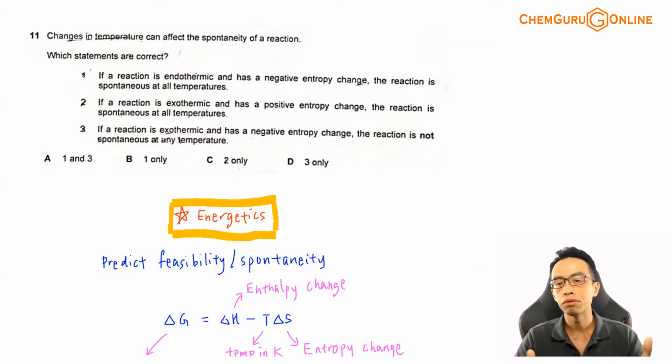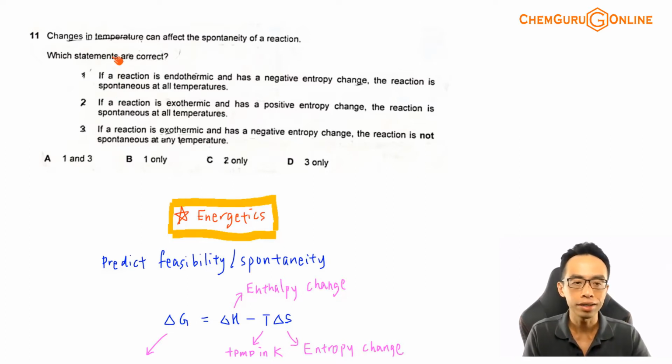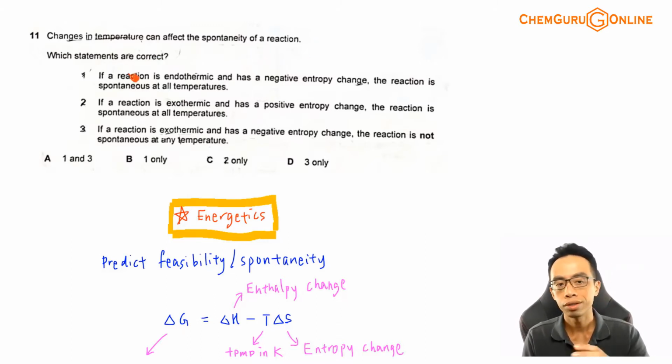Now in this video, we want to run through the suggested solution for 2020 A-Levels H2 Chemistry Paper 1, question 11. Now question 11 goes something like this. Changes in temperature can affect the spontaneity of a reaction or the feasibility of a reaction. Which statements are correct? So we have three statements here.